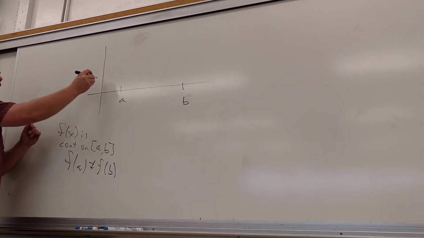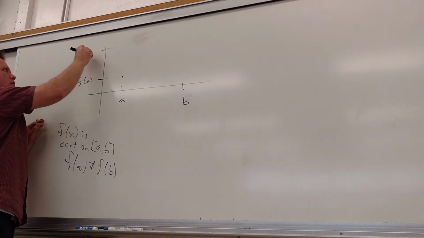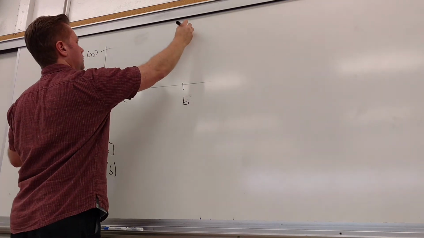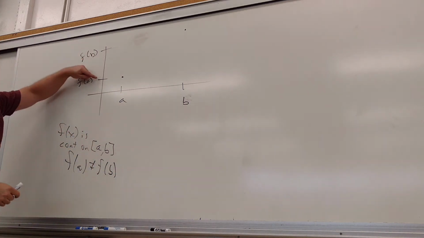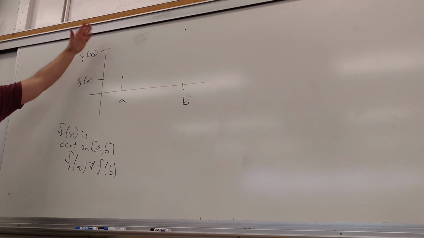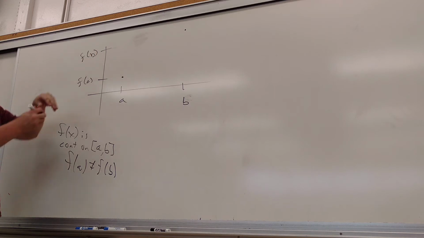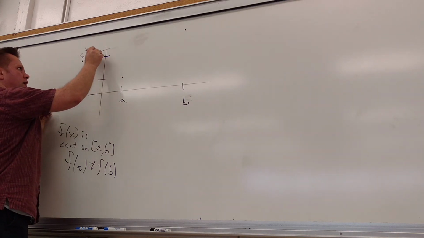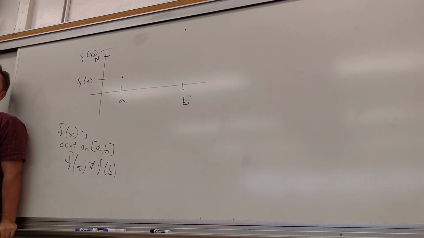So f of a could be here, let's say. And f of b could be there, maybe. Sure. And you know the function's continuous. So in between f of a and f of b, there's a lot of numbers, right? There's an infinite number of numbers. So let's say somebody wanted to stop. Okay. So this number right there, let's call it n, because I don't know what it is. I'm going to call it something, right? And I chose something before you did, so we're going to call it big old n.